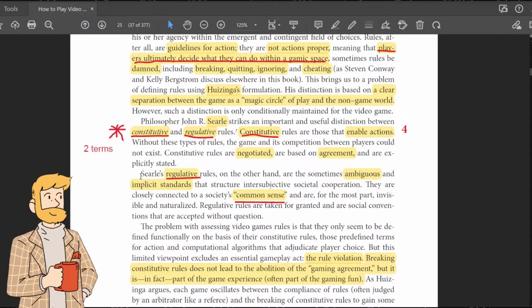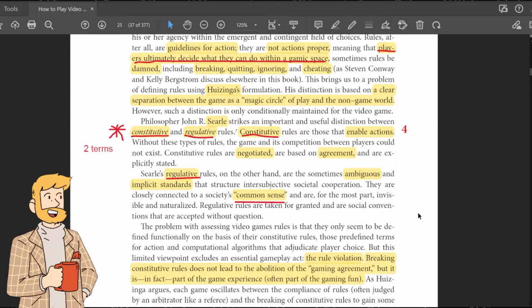On the other hand, Nohr writes, Searle's regulative rules are sometimes ambiguous and implicit standards that structure intersubjective social cooperation. They're closely connected to a society's common sense and are, for the most part, invisible and naturalized. Regulative rules are taken for granted and are social conventions that are accepted without question.